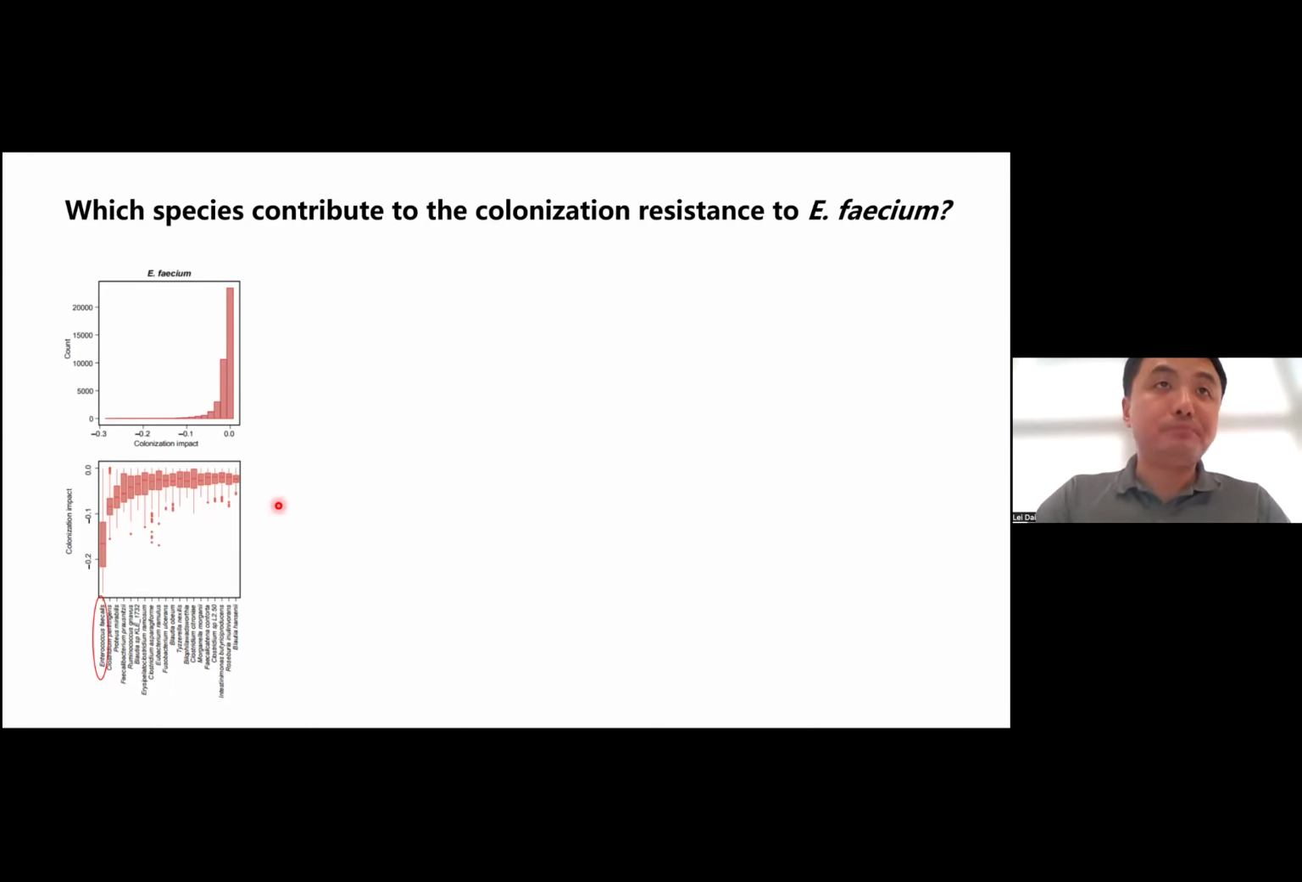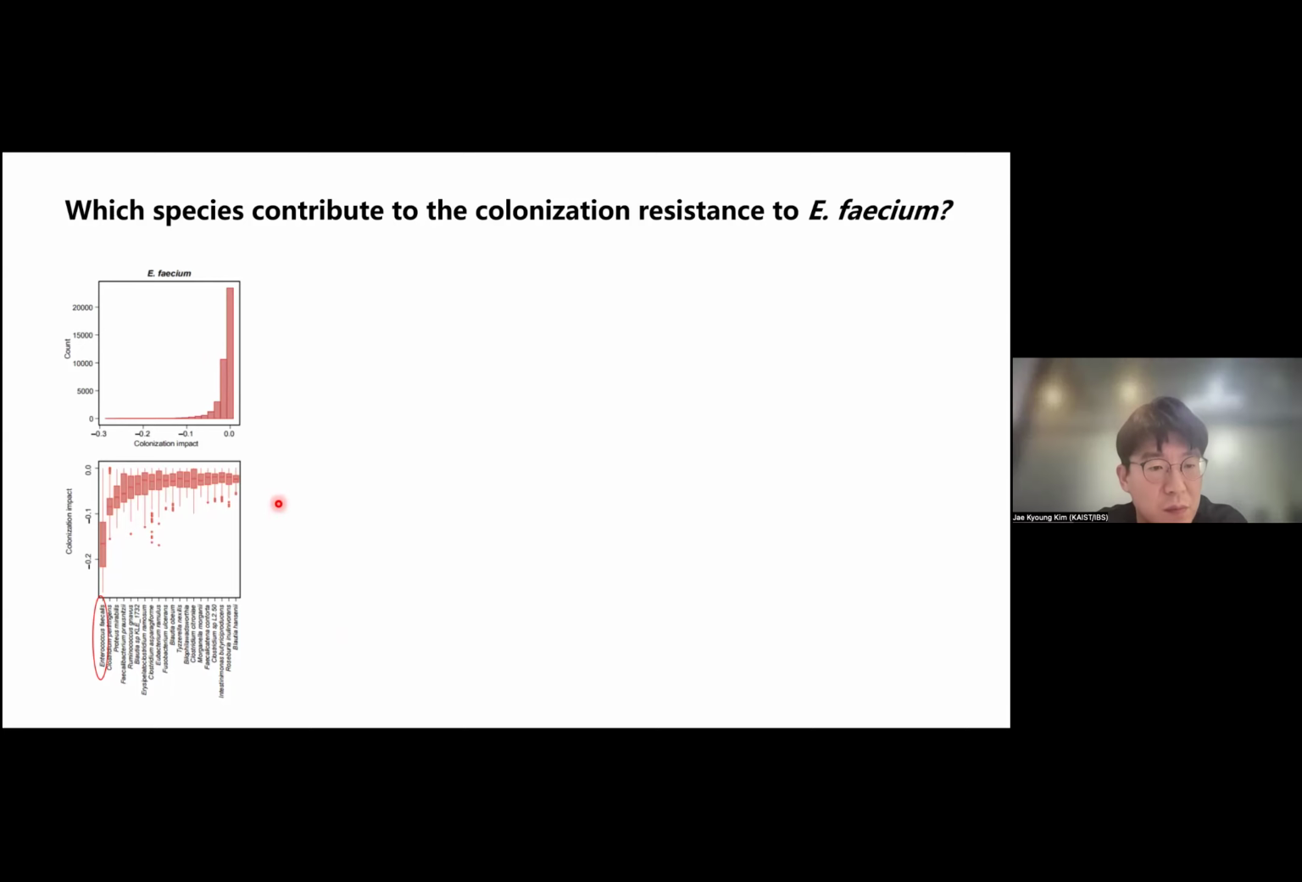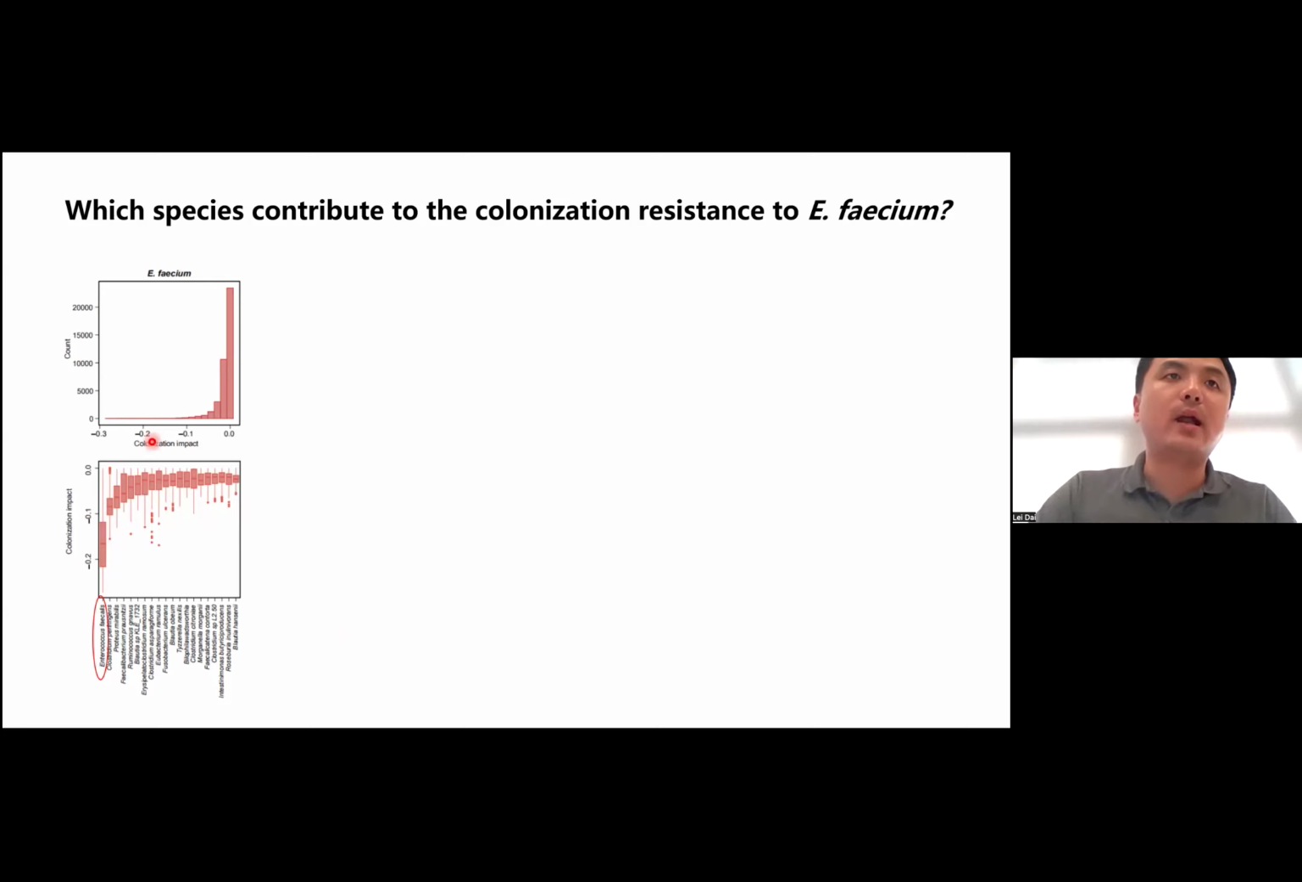So the eFeces colonization data, what we found was that the colonization impact is mostly negative. It could be positive or negative, right? So there we have no bias, but what we found was that a lot of them are close to zero, but some are quite negative. And from left to right is the most negative colonization impact, meaning that they are really strong inhibitors of eFeces. And this one really stands out.